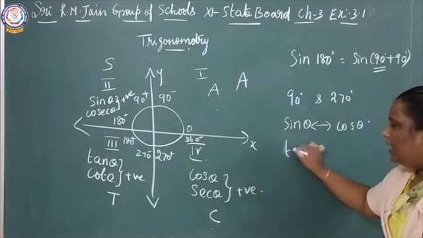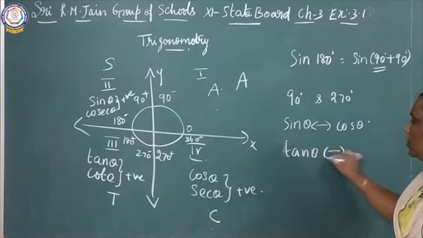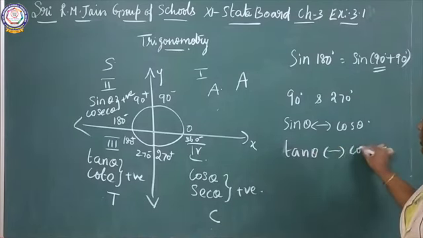In the same way, tan theta changes into cot theta, cot theta changes into tan theta, secant theta changes into cosecant theta, and cosecant theta changes into secant theta. So sin to cos, cos to sin; tan to cot, cot to tan; secant to cosecant, cosecant to secant. But for 180 and 360, the value remains the same.